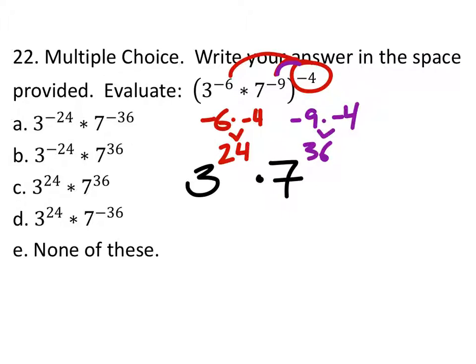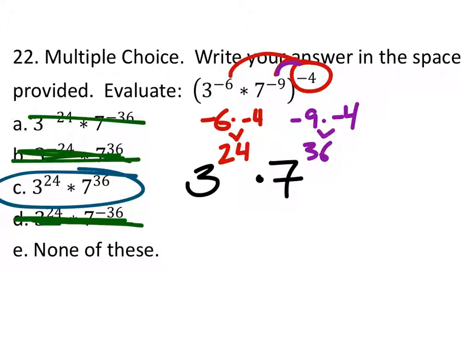And the only one that reflects that is not this one. This one has the positive 36, but a negative 24, that's no good. This one has positive 24, but the negative 36, no good. So, the answer is C. Also, it was one of these, so it's not none of these.